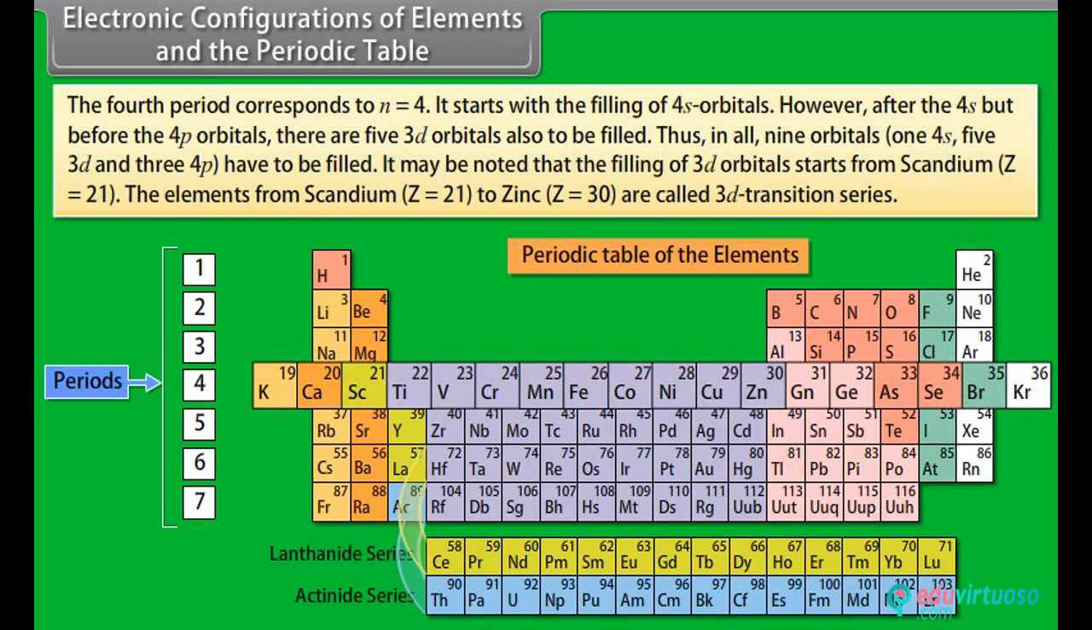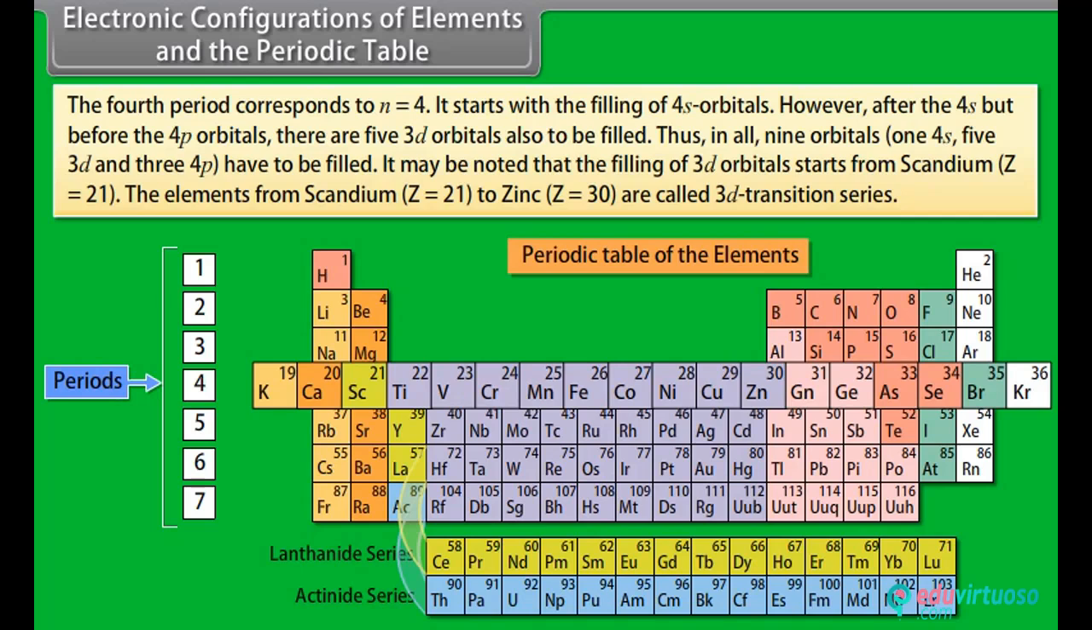The fourth period corresponds to n is equal to 4. It starts with the filling of 4s orbitals. However, after the 4s but before the 4p orbitals, there are 5 3d orbitals also to be filled. Thus, in all, 9 orbitals, one 4s, five 3d and three 4p, have to be filled. It may be noted that the filling of 3d orbitals starts from scandium, atomic number is equal to 21. The elements from scandium, atomic number 21, to zinc, atomic number 30, are called the 3d transition series.